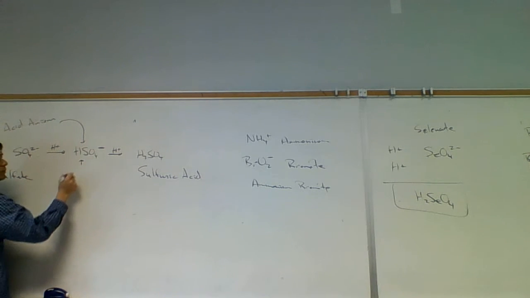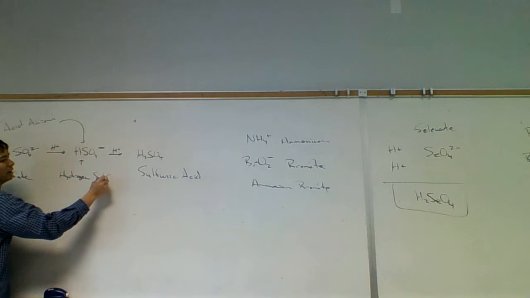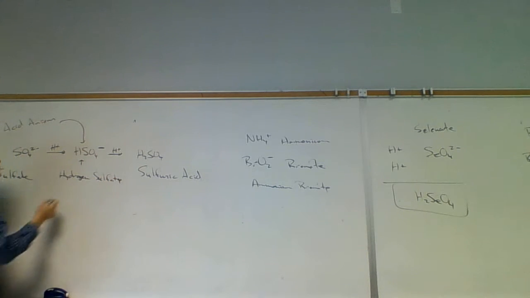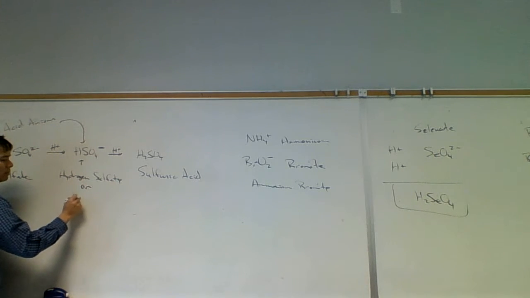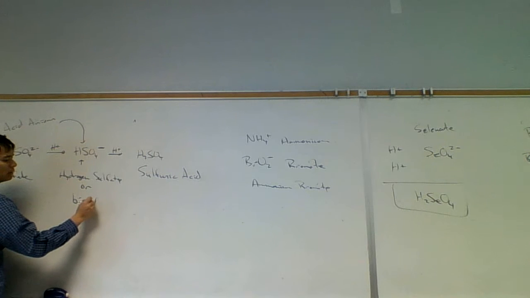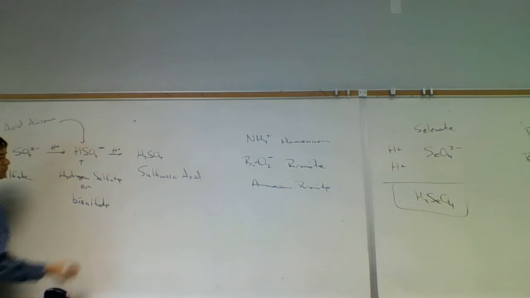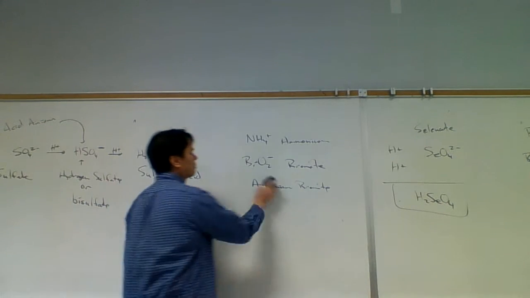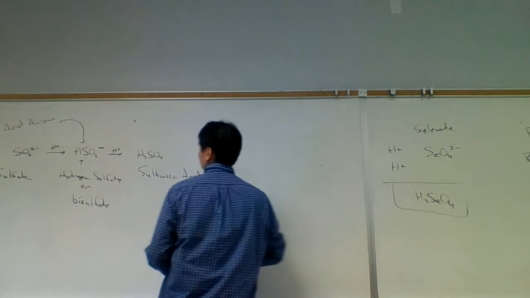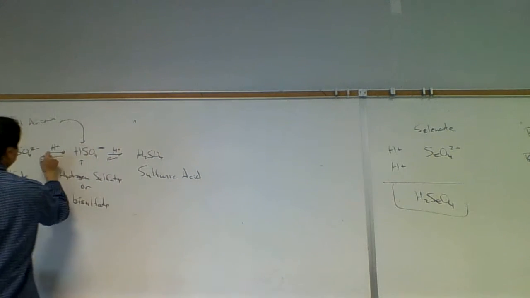There are two names for this. One is just called hydrogen sulfate: it has a hydrogen ion attached to a sulfate. It's HSO4 minus. Or bi, with a B, sulfate. Bisulfate. And so you can go both ways.